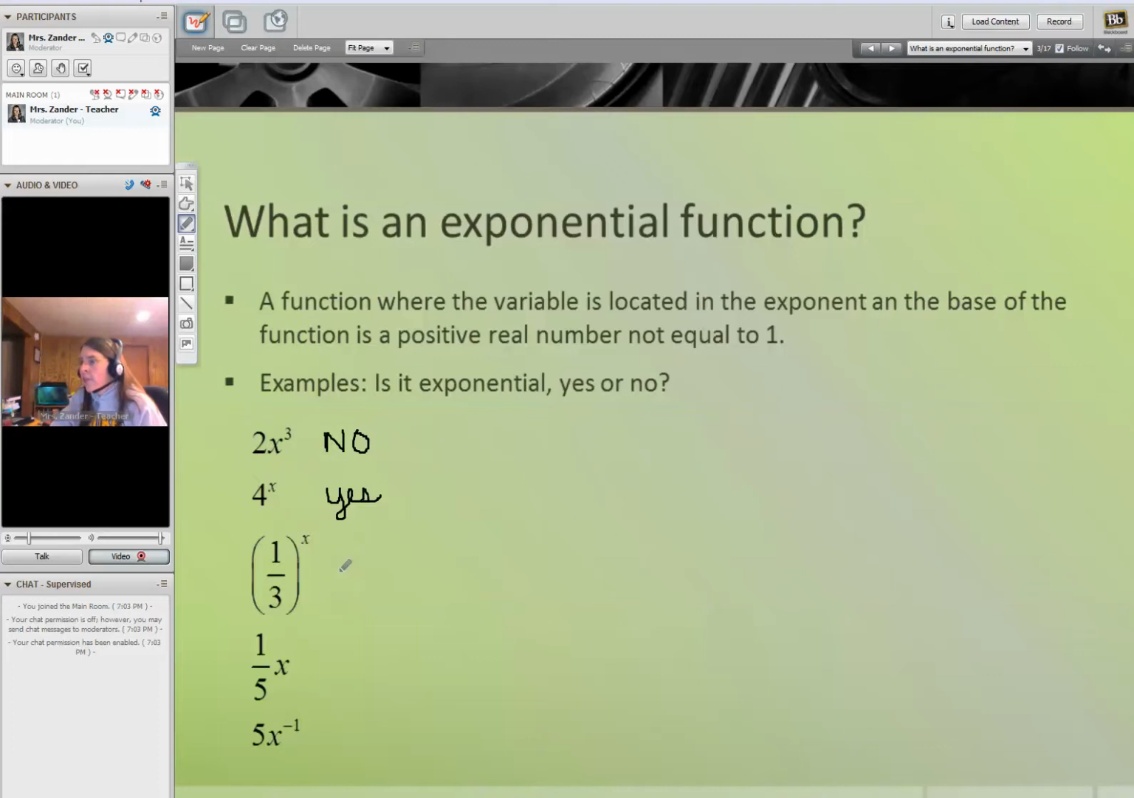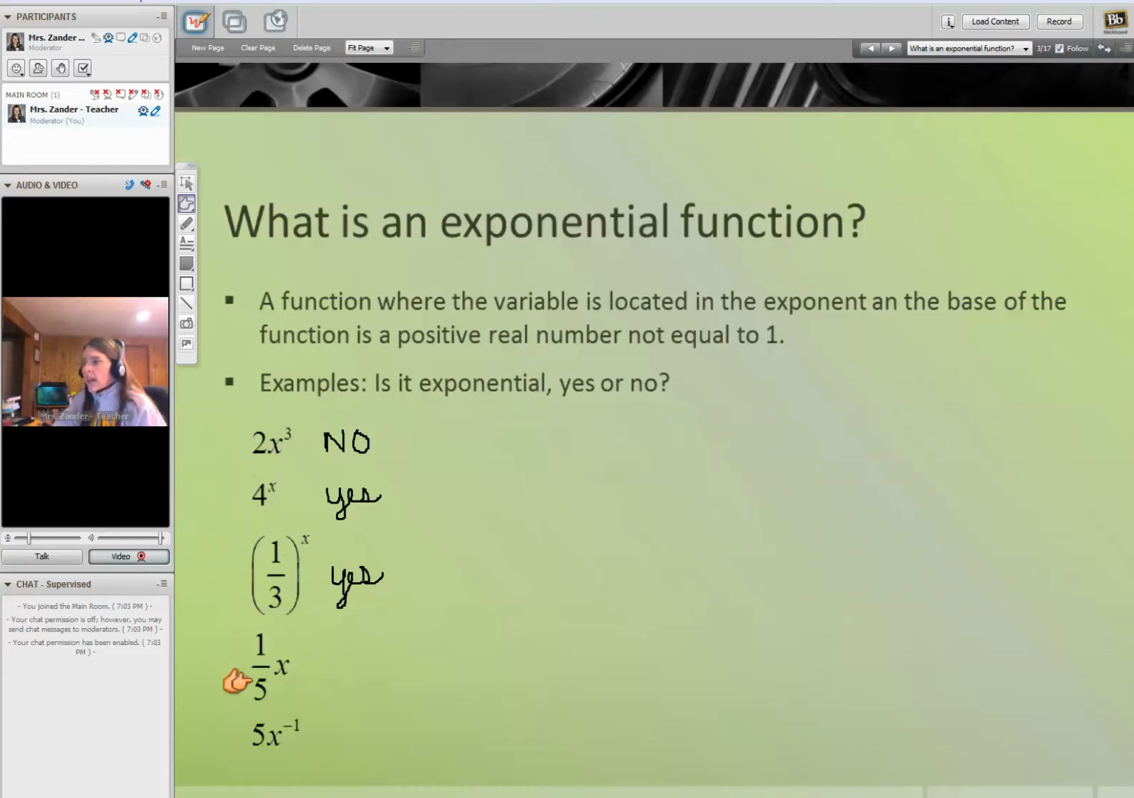The third one, which is 1/3 to the x power, is an exponential function. It's okay that your base is a fraction, so you can have a fraction for your base as long as it's positive. Notice that the variable, again, is in the exponent, so that's what classifies it as exponential.